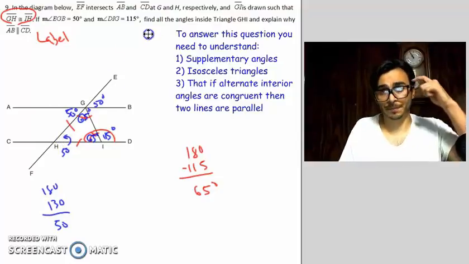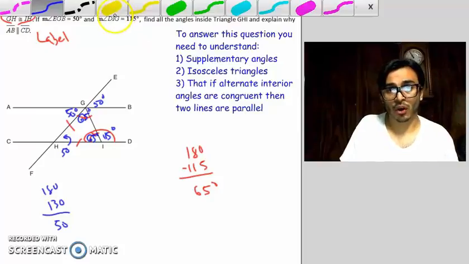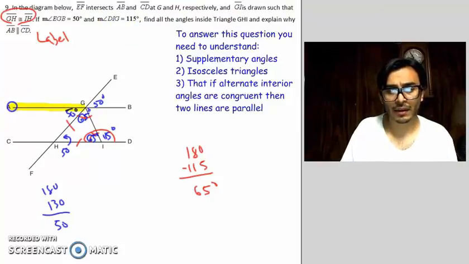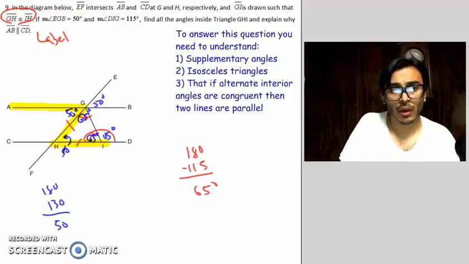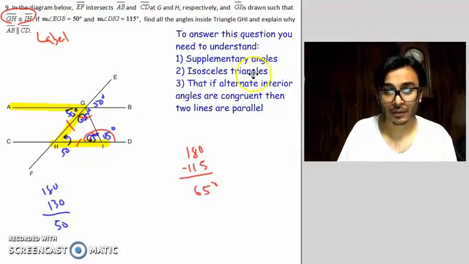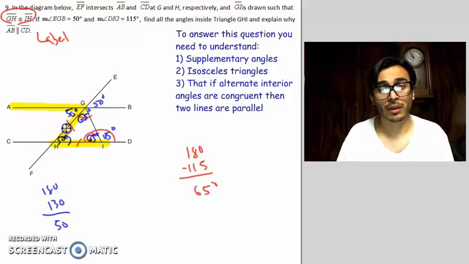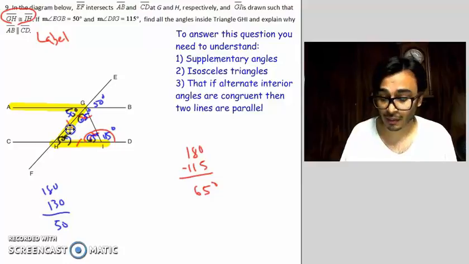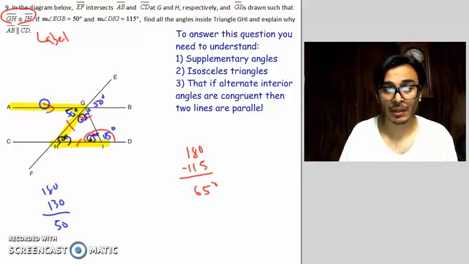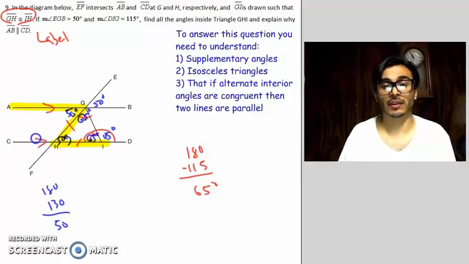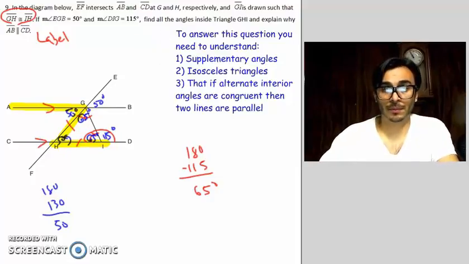Now, what does that tell me? Well, let's go back. Let's recall. Remember we said in a lesson that whenever the alternate interior angles are congruent, we will have parallel lines. Remember that? I'm saying this angle here is 50 degrees. You see the alternate interior angles here? They are congruent. So if those 2 angles are congruent, then that must mean that line AB is parallel to line CD. So let's go ahead and write that down.